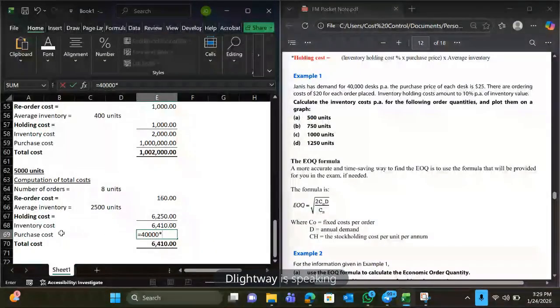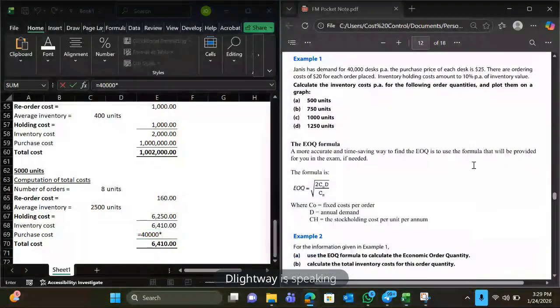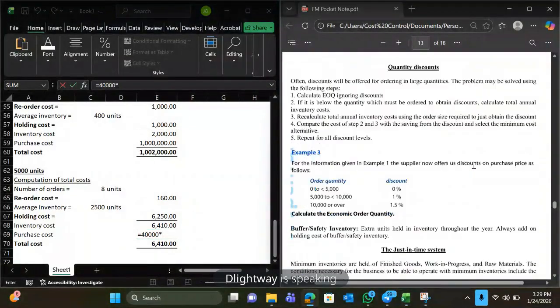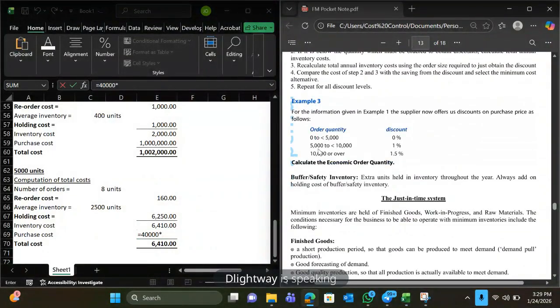On the norms, our purchase cost should be our annual demand multiplied by the purchase price, just as we did for the EOQ in the first step we took. But this time around, it will not just be $25 because we've been given a discount of 1%. Let's go back to the question. If we order from the range of 5,000 to 9,999, we were given a 1% discount.